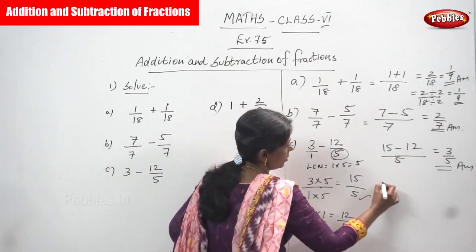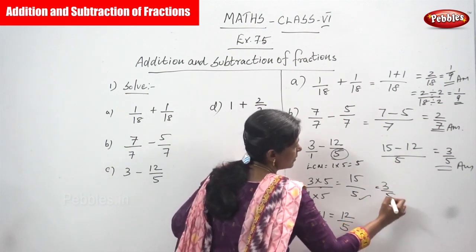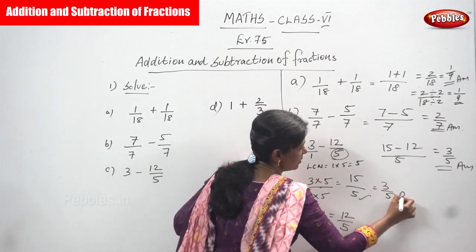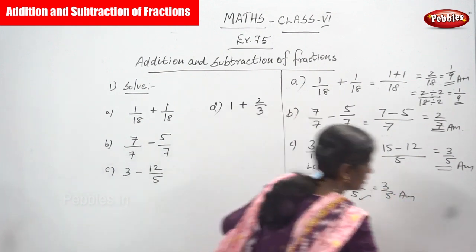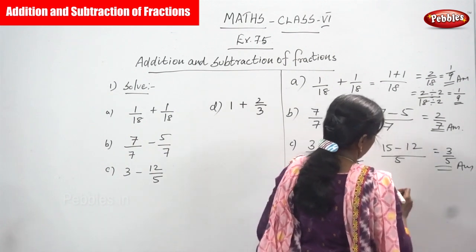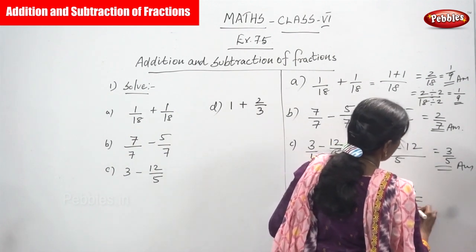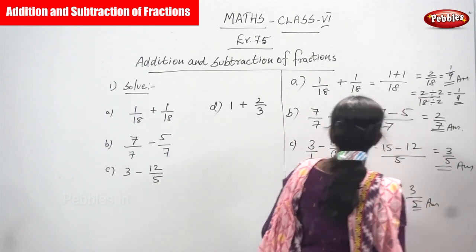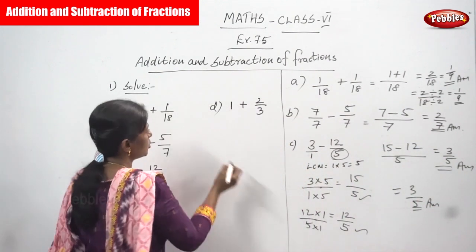So the answer is 3 by 5, the exact right answer for this question. Otherwise you can write it here: 3 by 5 is the right answer for the C question. Now we are going to do the D sum.